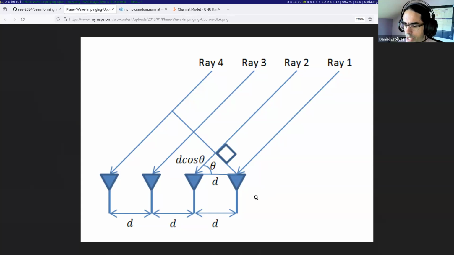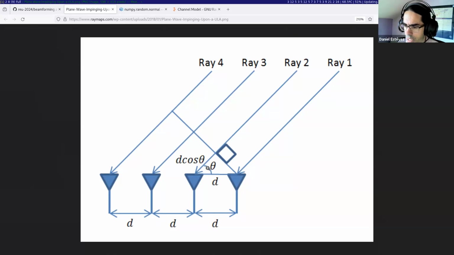And then we can ask ourselves what is the difference in delay. So you can see here that ray 1 is the first to arrive to one of the antennas, and then ray 2 arrives to this antenna slightly afterwards, and the extra delay is given by the length of this segment. So the difference in delay depends on this angle, which here is called theta, because you can imagine that if the source is overhead, then the rays will be completely down, and the signal will arrive at the same moment to all of the antennas.